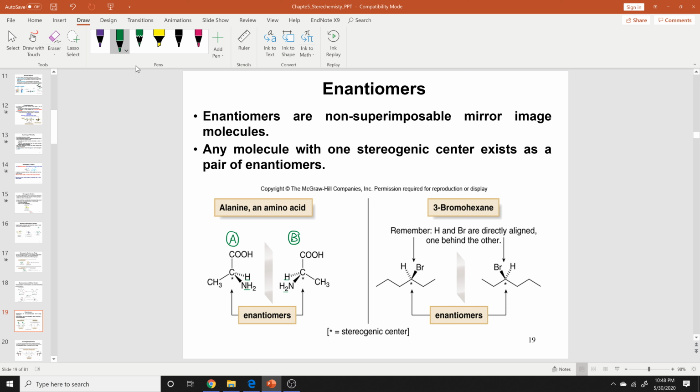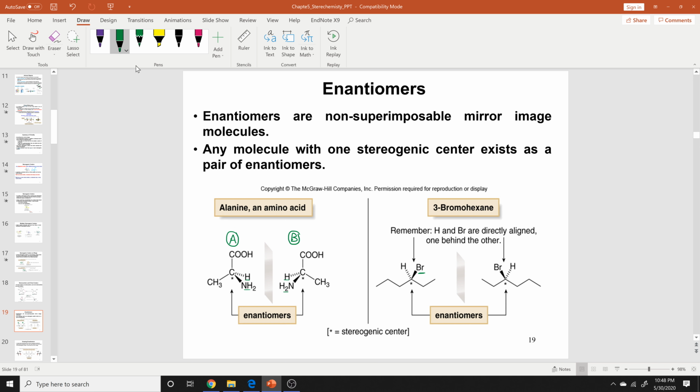You don't change the orientation of any of these groups around the chiral center. Whatever is behind stays behind, whatever is in front stays in front. So these two are enantiomers, meaning that they are mirror images of each other.